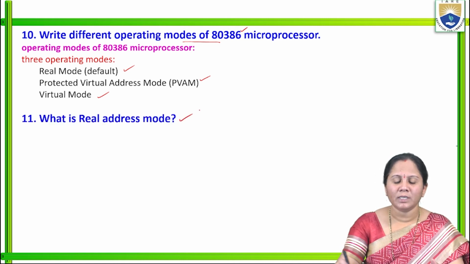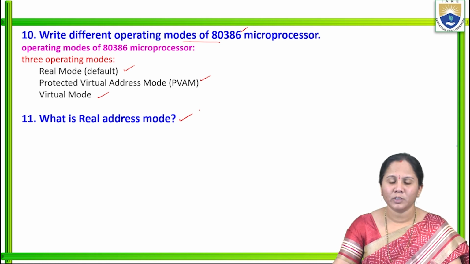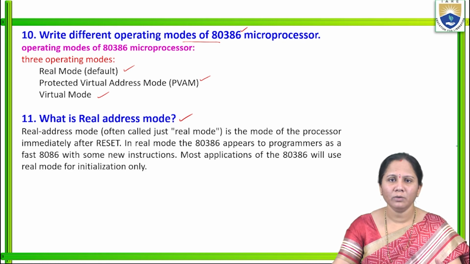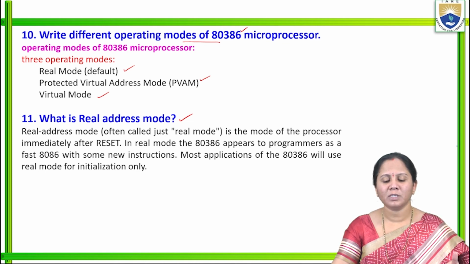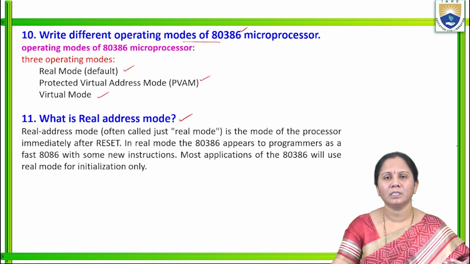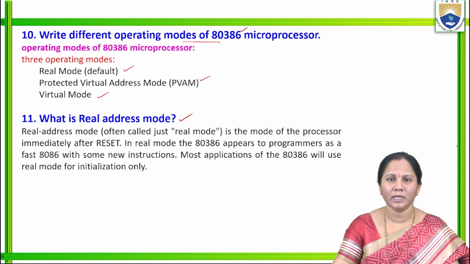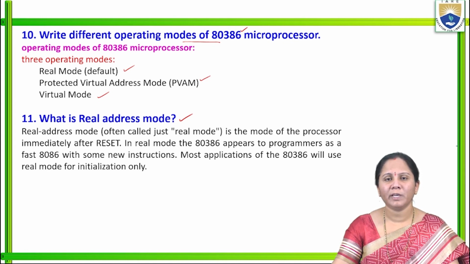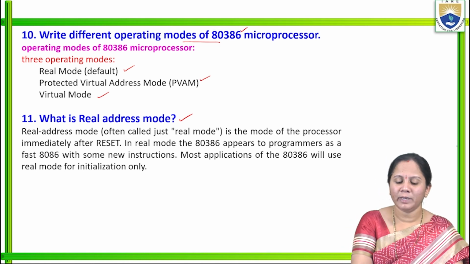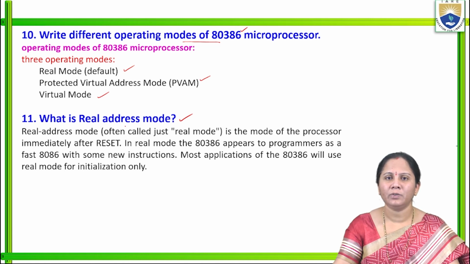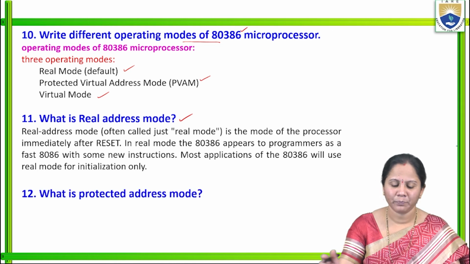And next one is, what is real address mode? So this is one of the operating modes of advanced microprocessor. When the advanced microprocessor is operating in the real mode, the physical address calculation will be the same as 8086. Or when the advanced microprocessor is reset, any microprocessor, that is 80286 or 80386, when they are reset, they will be operating in the real address mode. That means their operation will be the same as 8086.